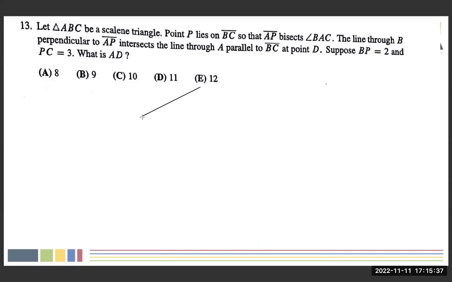I'm going to try to draw the figure as to scale as I can. There we go. So here is our triangle ABC. And the reason why I didn't draw it taking up the whole screen is because, as we're about to see, point D is going to be right around here. So if we draw the angle bisector of A, it's going to intersect here at P. And BP is 2, PC is 3.